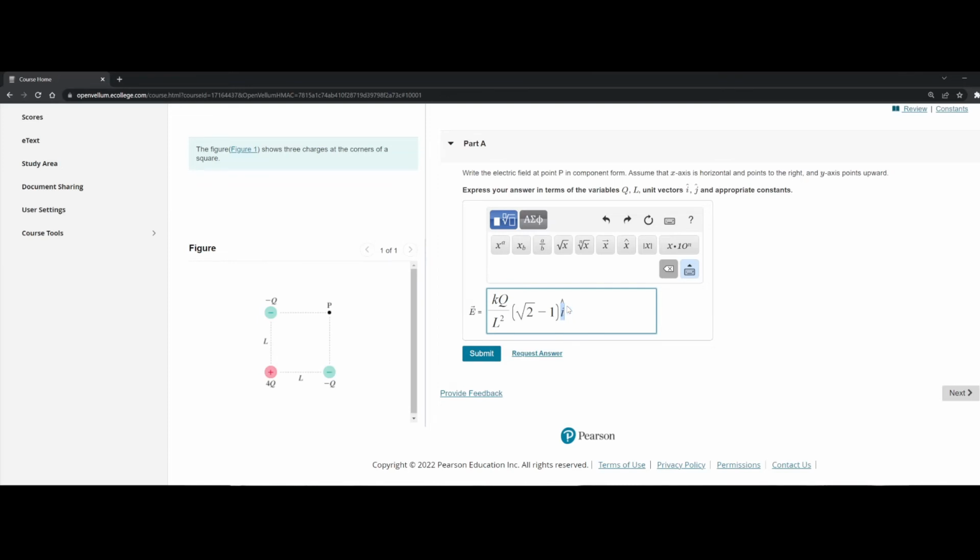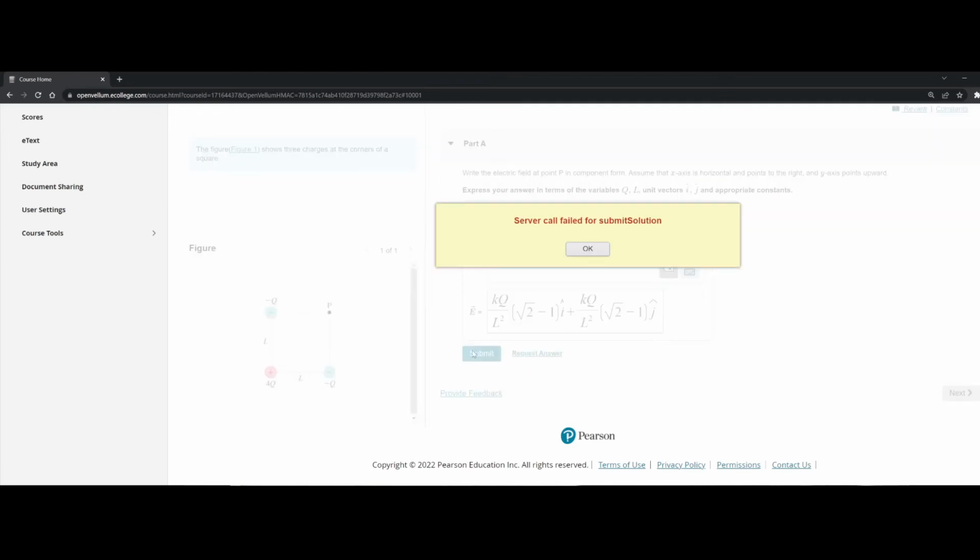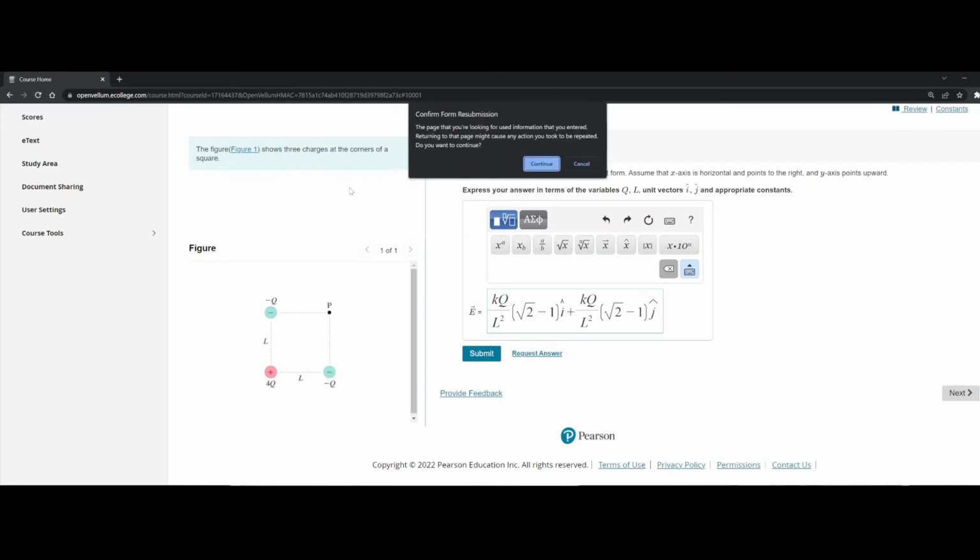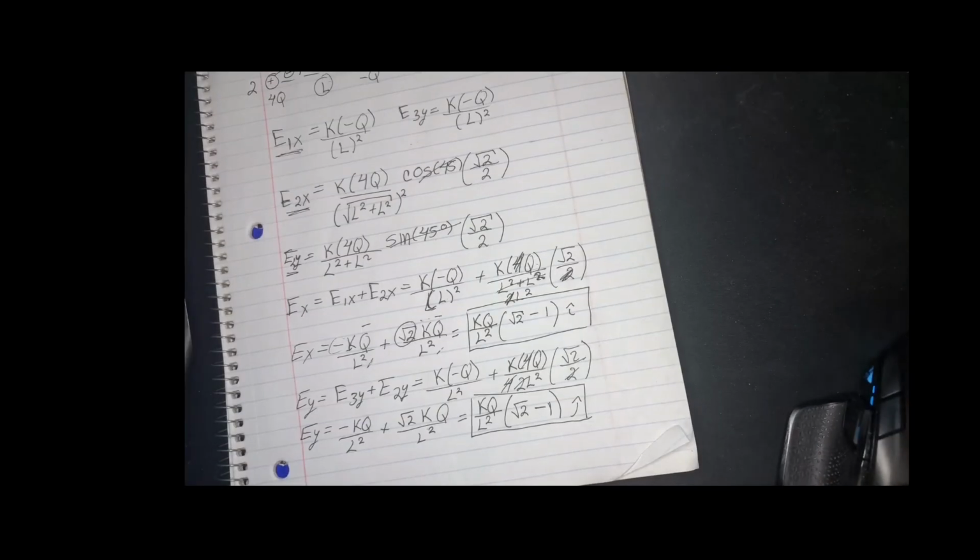Okay, i plus, we're gonna have the same thing, so it's gonna be kq over L squared multiplied by square root of 2 minus 1 and the j component. And let's see if it works. Alright, I'm gonna log in again. Just give me 1 second.